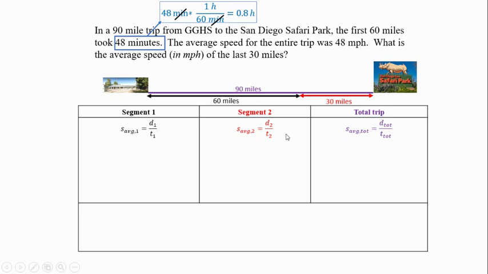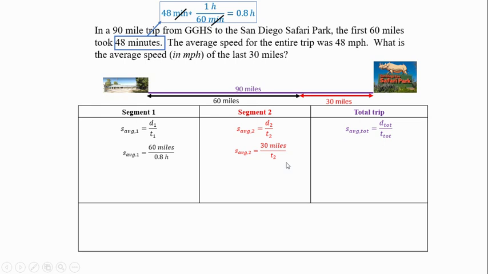So let's go ahead and focus on what it is asking us to find. It's asking us to find the average speed for the second segment. To find S average in the second segment here, you need two pieces of information. You need the distance and the time, but that's easy. The distance is already given to us as 30 miles, and the only thing that we don't know is the time in the second leg.